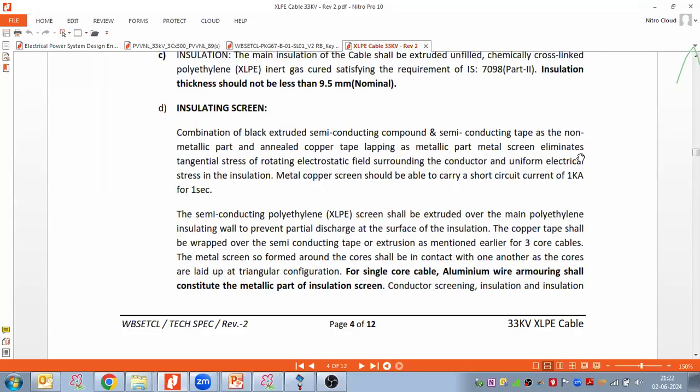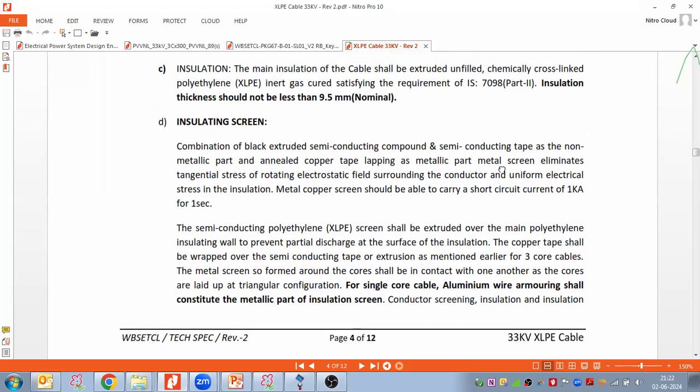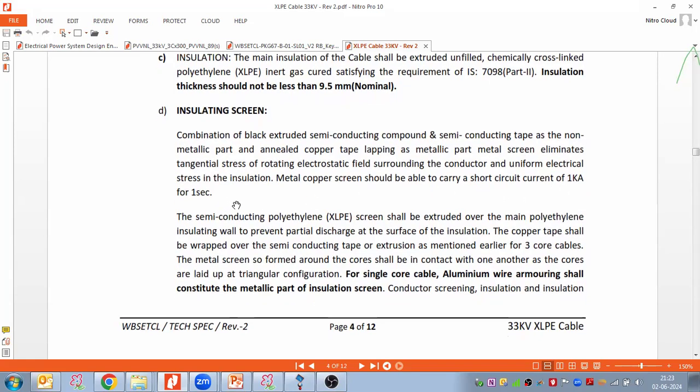Metal screen eliminates tangential stress. See what they are putting here. This metal screen will eliminate the tangential stress of the rotating electrostatic field surrounding the conductor and give uniform electrical stress in the insulation. The copper metal screen should be able to carry a short circuit current of 1 kiloampere for 1 second. This is very less current anyway. So now they're asking for both parts. Let us see other things.